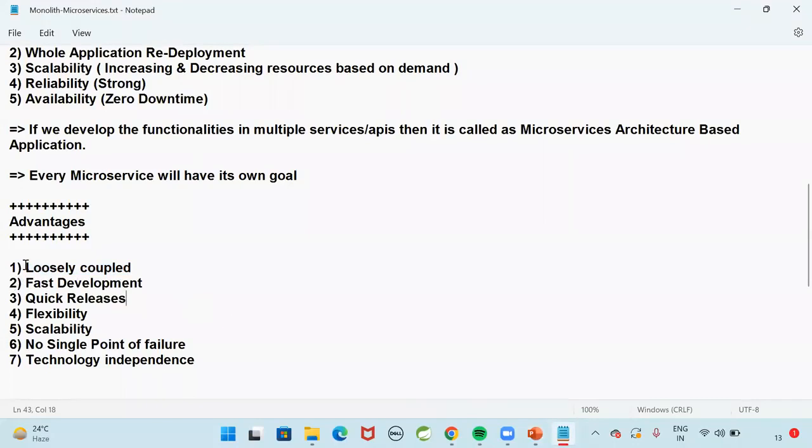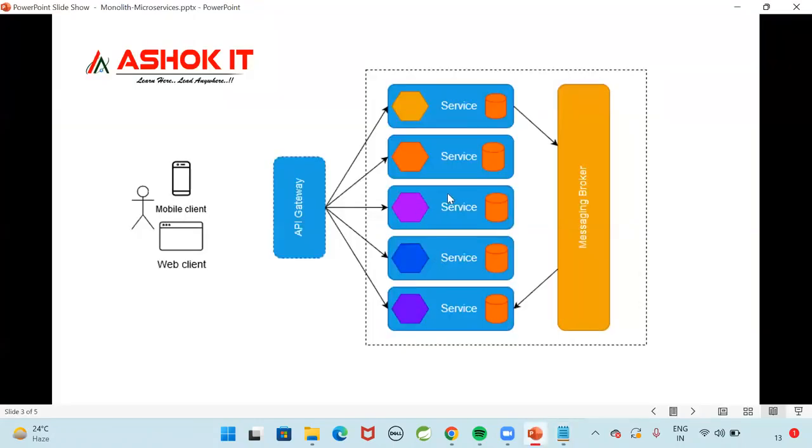So can I say the advantage of microservices is loose coupling? Yes or no? Loose coupling, and development will be faster.